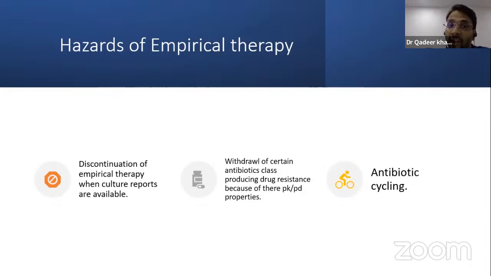And the third thing is, how can we prevent resistance of infections, rather than increasing the dose and the duration of empirical therapy, by doing antibiotic cycling. Based on the antibiogram, we should change our preferences of antibiotics for treating those infections to avoid antibiotic resistance in our ICUs.